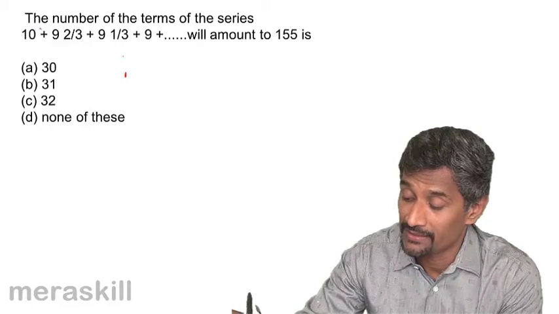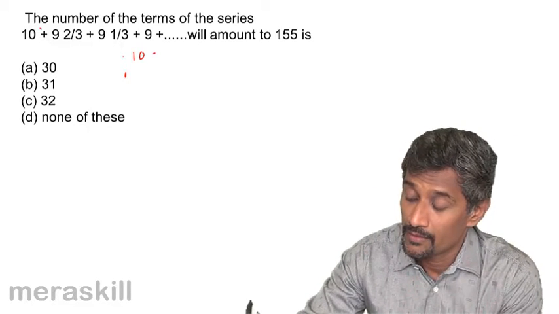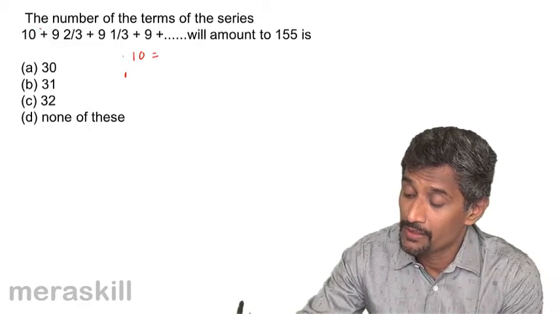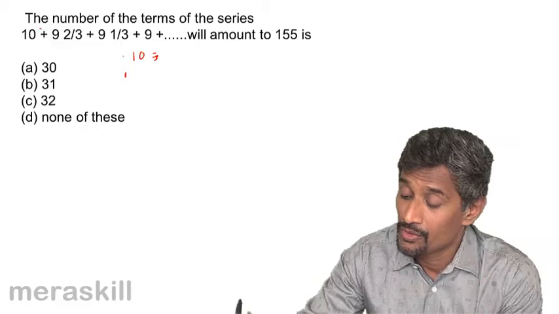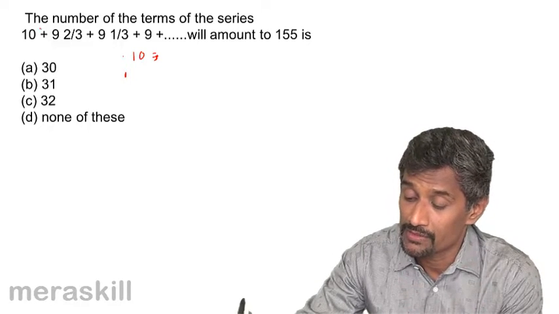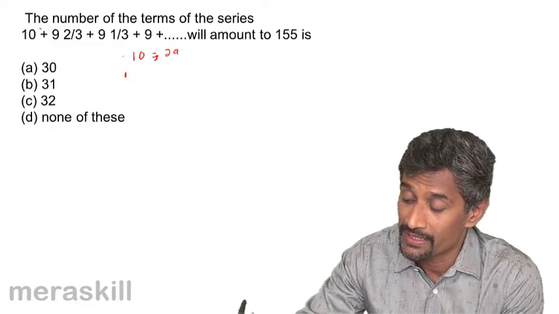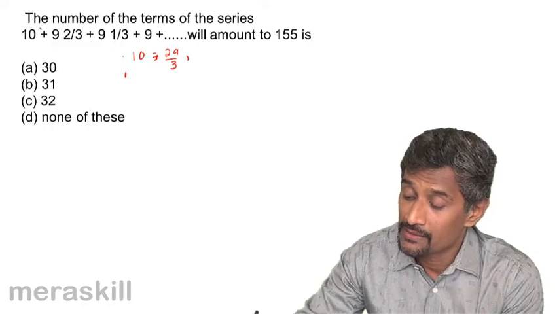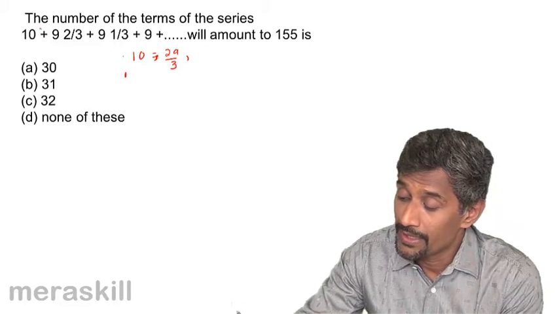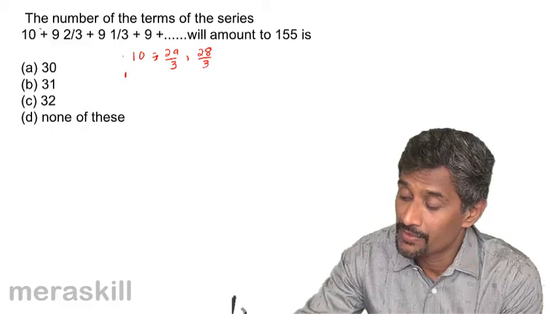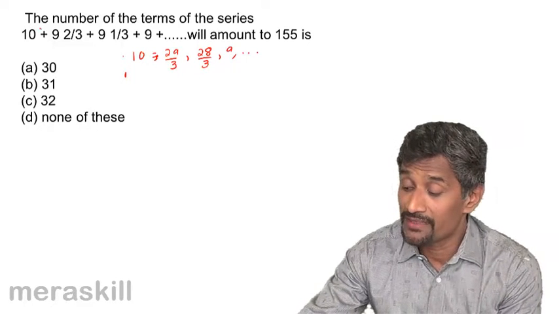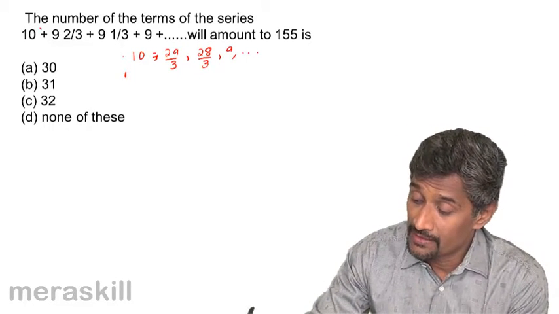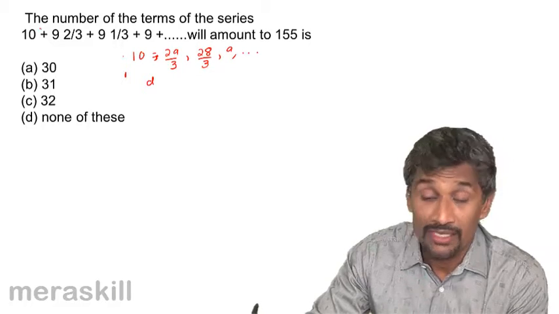So we have 10 and this is going to be 10 and you have 9 and 2 by 3, which is going to be 27 plus 2, 29 by 3, and this one is going to be 28 by 3, and this one is going to be 9, and so on and so forth. So we have to check these series. So d is going to be, let's check whether it is an AP.